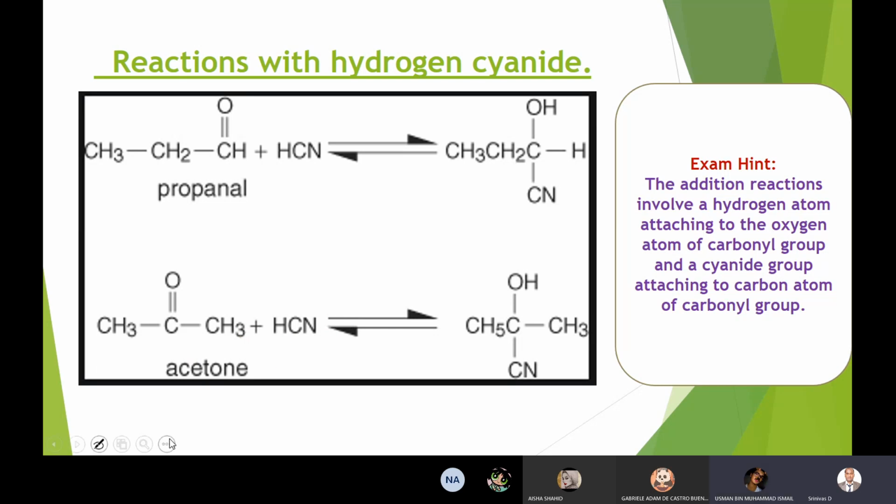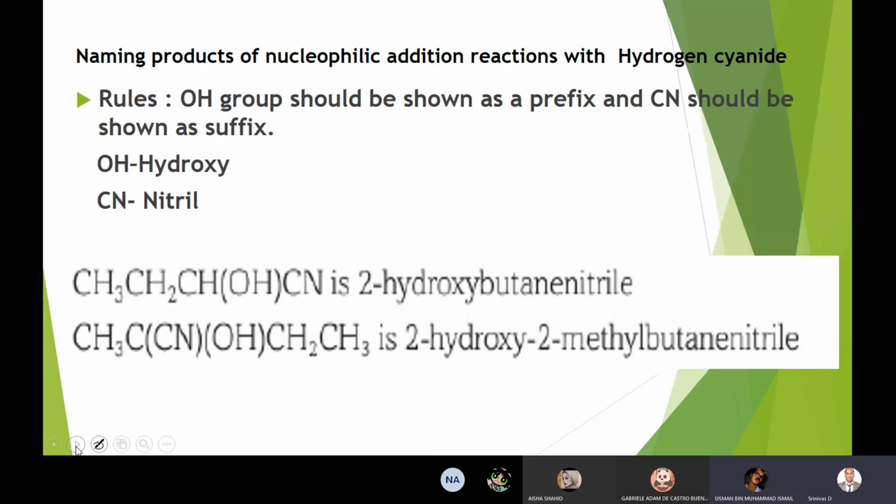So may I move to the next slide? Yes, sir. So first, let us see how this works. See, this is a new name. This we did not discuss before. When a CN group is present in a hydrocarbon, then your alcohol group will become a substituent, so you have to give the name for that as hydroxy. Then if CN is present, you have to end the name of the compound with nitrile. So this is very important. You can check the rules.